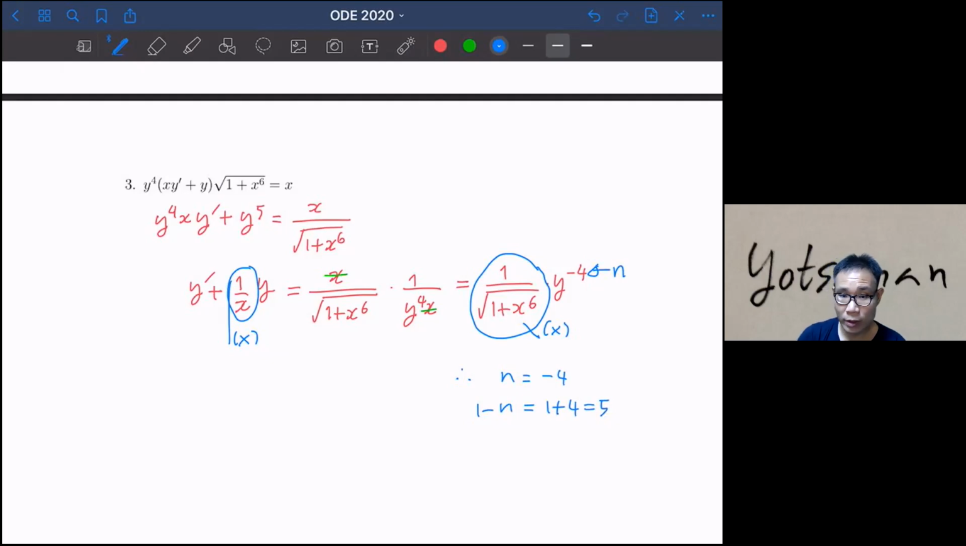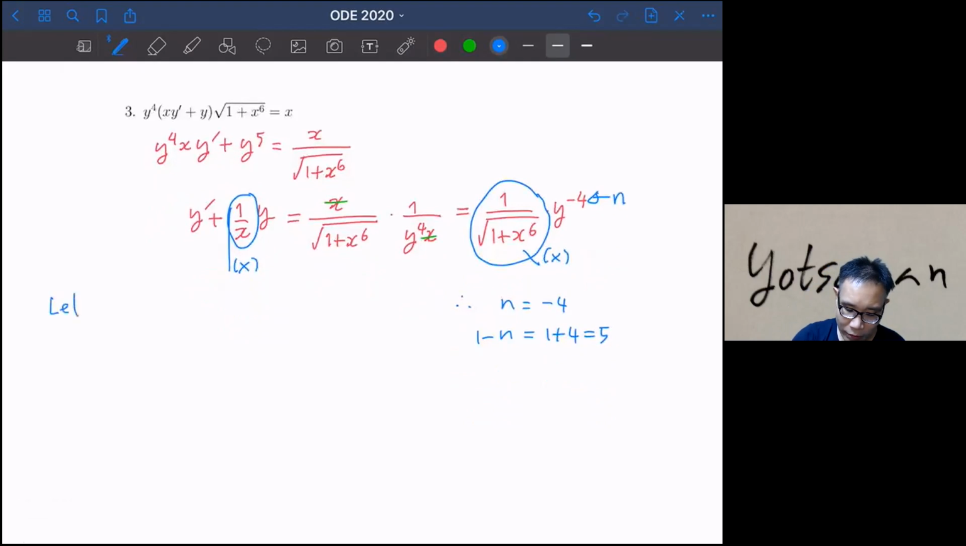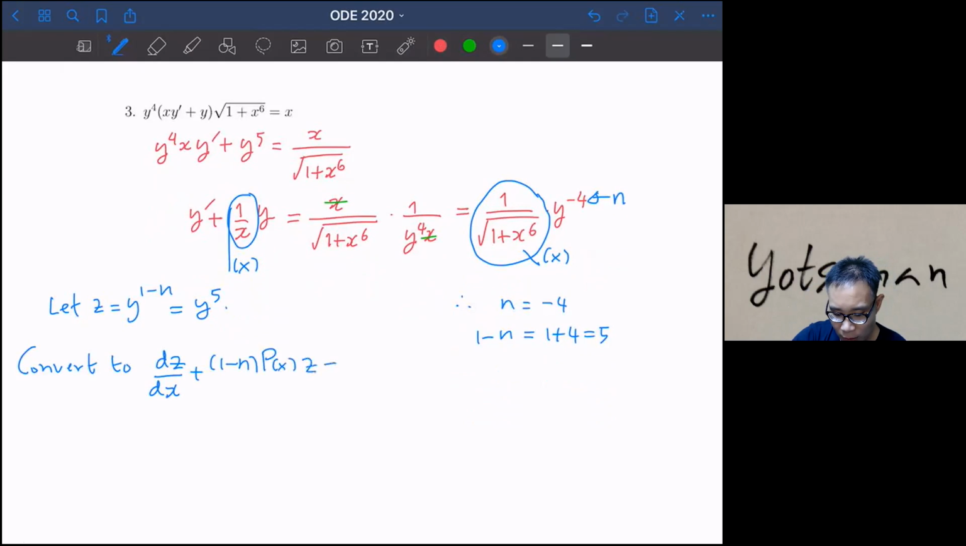Okay, so this is going to be the thing that we shall use next. So I would let z equal to y to the 1 minus n, so it's going to be y to the fifth. Okay, so that will be my z. And we will convert to dz/dx plus (1 minus n) p(x) z equal to (1 minus n) q(x). Don't forget 1 minus n.